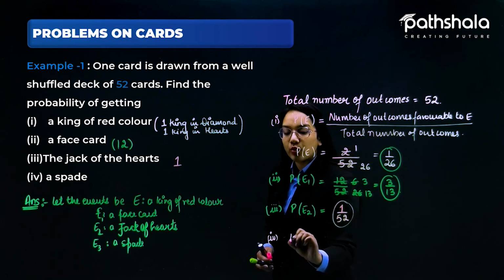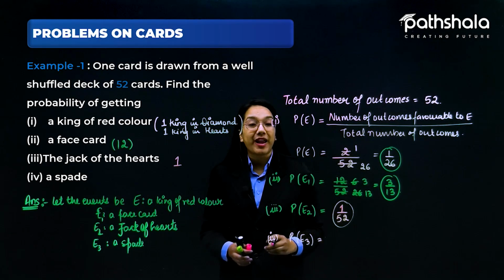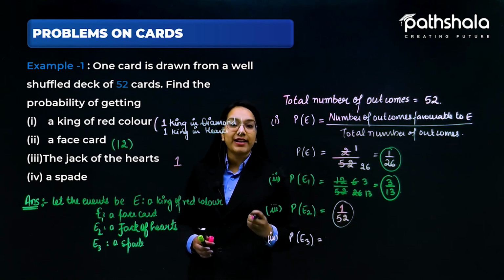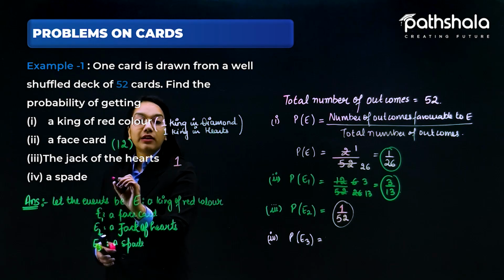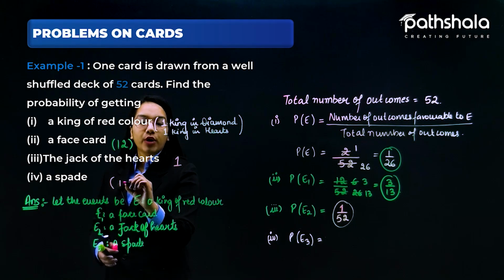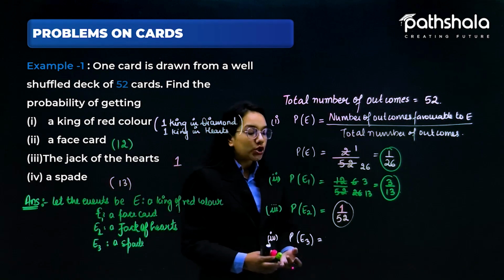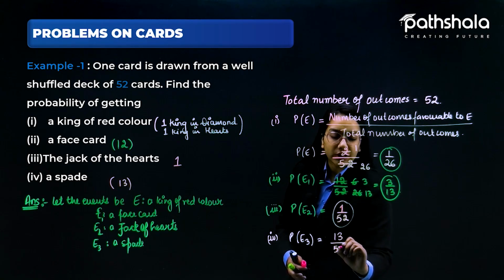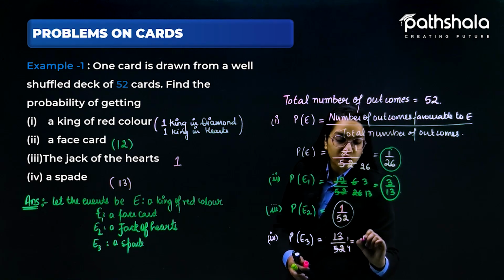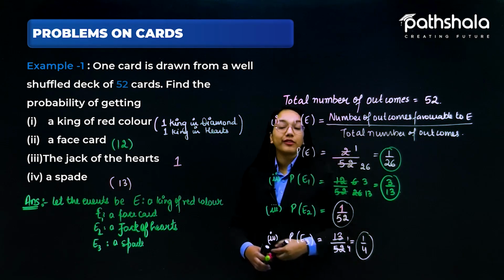Now let's talk about the fourth one. It says the probability of getting E3. E3 means a spade. We know that in a spade suit we have 13 cards. It means the favorable number of outcomes for a spade is 13, because out of the 13 cards it can be any card. So the probability of E3 is 13 by 52, which reduces to 1 by 4. Hence the answer for the fourth part is 1 by 4.